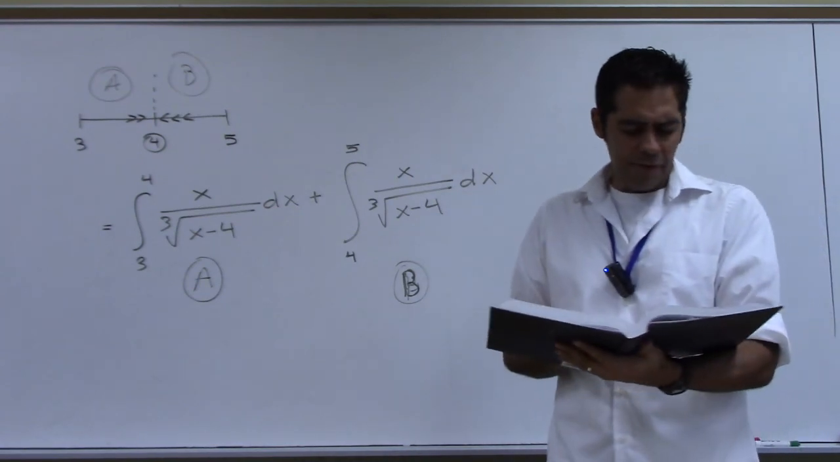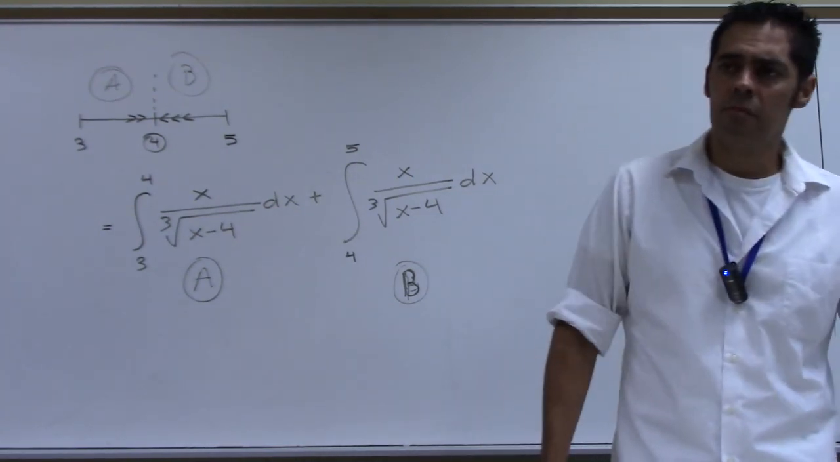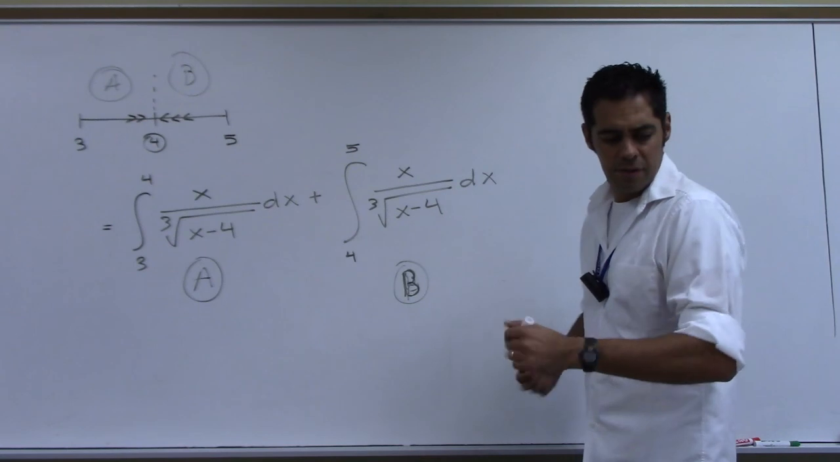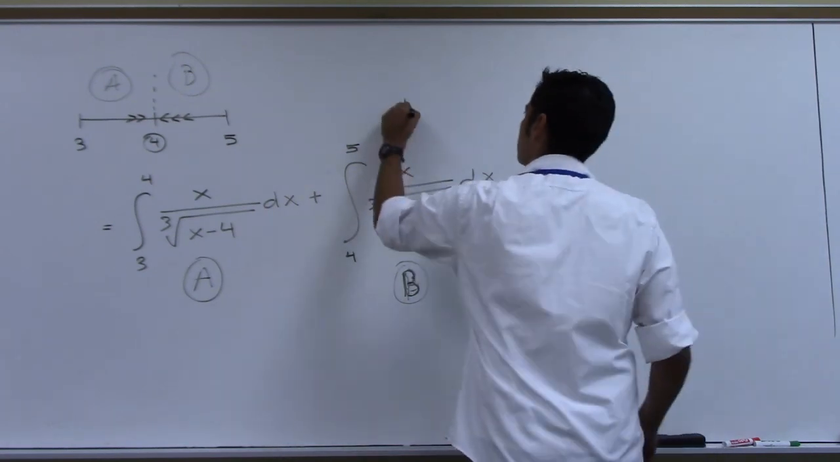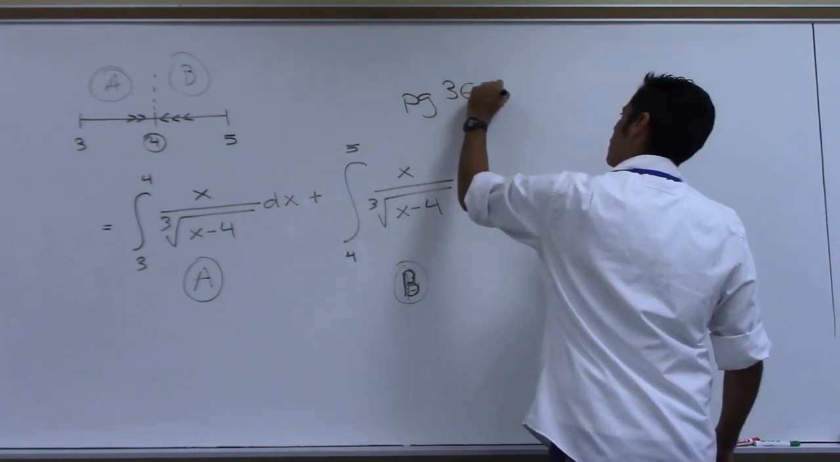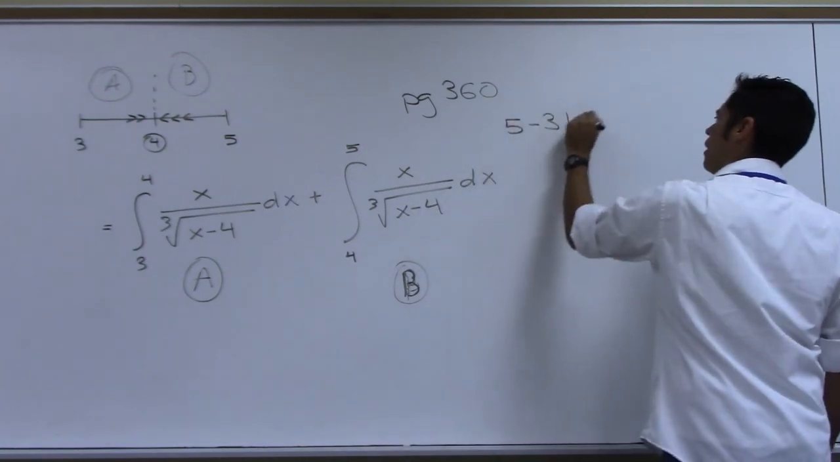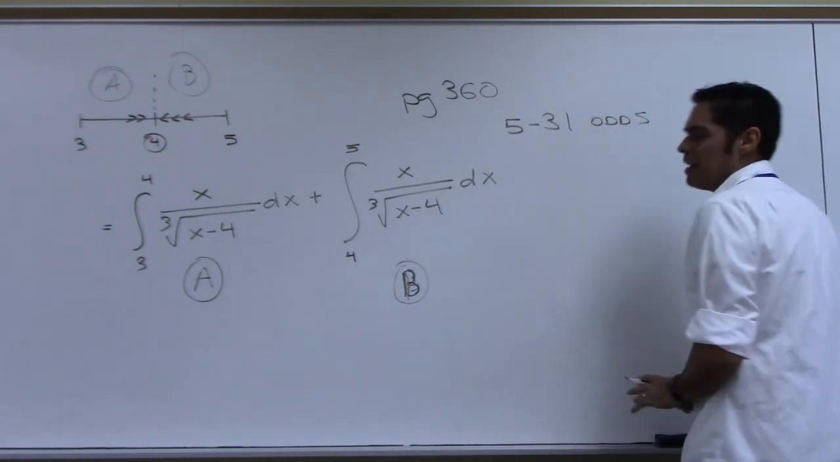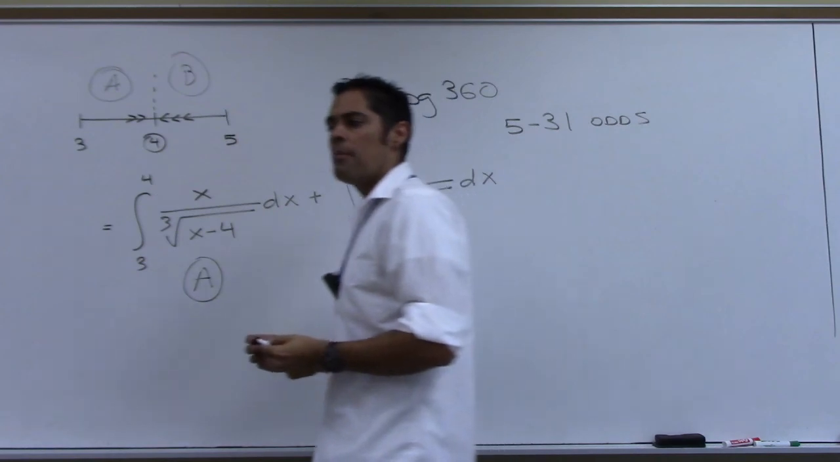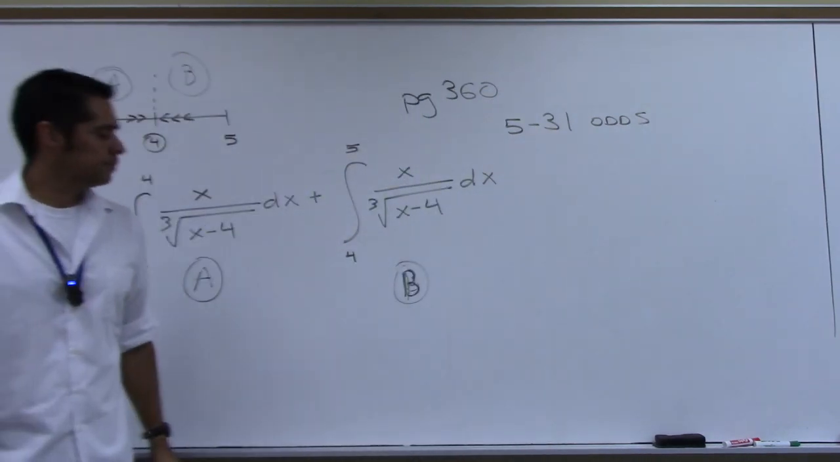Remember that all of the solutions to the homework problems are online, so you should be able to do all the odds for this section. It's 5 through 31 odds, page 360. That's the homework that would come out of the improper integral section. Am I wrong? You can look on my test.